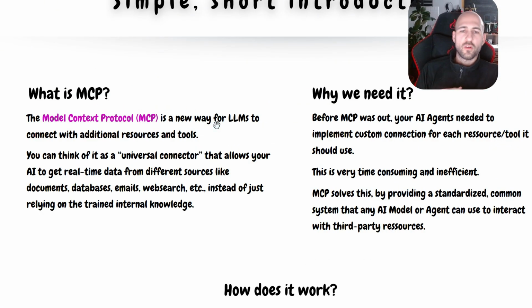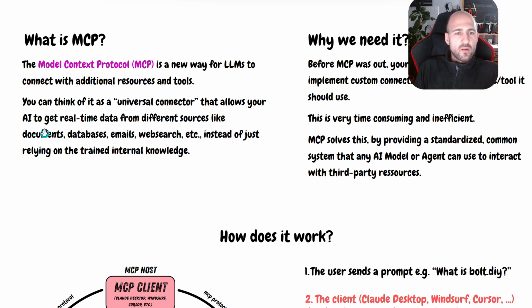MCP is the Model Context Protocol, so it's a new way for LLMs to connect with additional resources and tools. You can basically think of it as a universal connector that allows you to connect your AI to get real-time data from different sources like documents, databases, emails, and also do a web search, as you may know from ChatGPT, instead of the old way, relying on just the trained internal knowledge of the AI model.